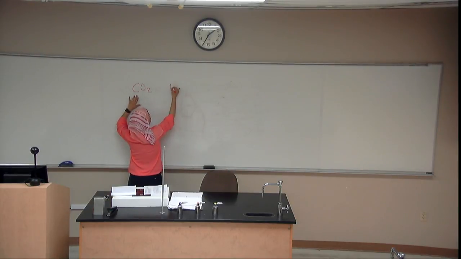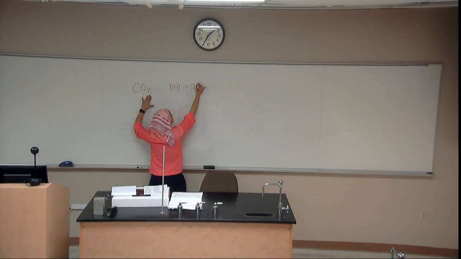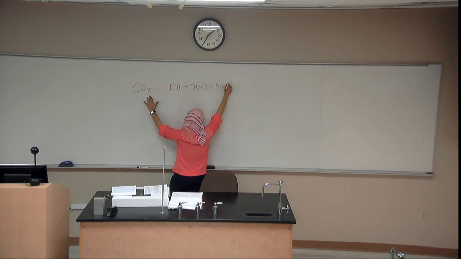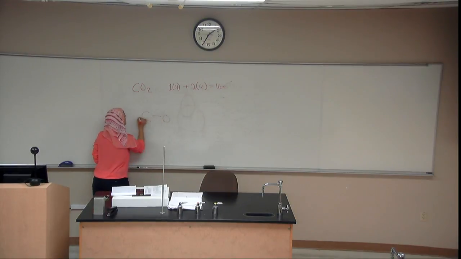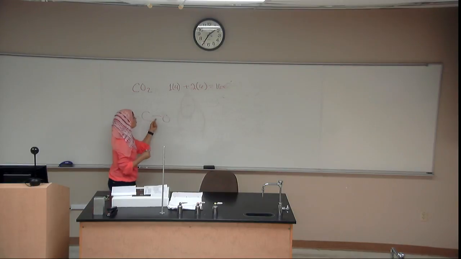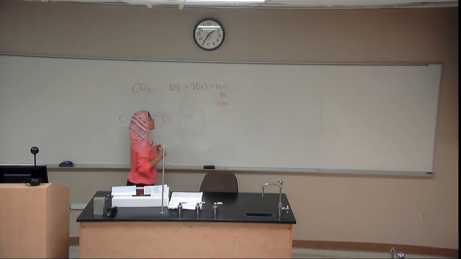We have 1 carbon at 4 valence electrons each, plus 2 oxygens at 6 valence electrons each. 12 plus 4 is 16. Cool? Now, carbon is going to go in the middle. You're going to make 2 connections here to hook up your oxygens, okay? 2, 4, you've used up 4 electrons. Now you've got 12 electrons, okay?